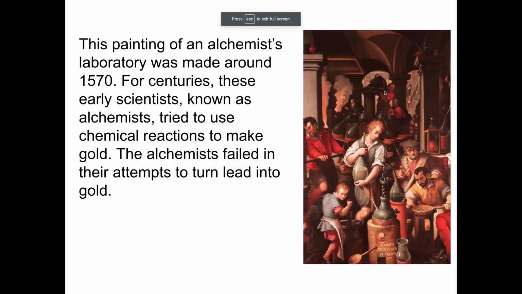All right, so this painting of an alchemist's laboratory was made around 1570. For centuries, these early scientists, known as alchemists, tried to use chemical reactions to make gold. The alchemists failed in their attempts to turn lead into gold. So when we think about modern day chemistry, it was just a bunch of people way back in the day, literally almost 500 years ago, that were like, hey, gold is worth a lot of money. I bet you there's a way that you could take another metal and make it into gold.